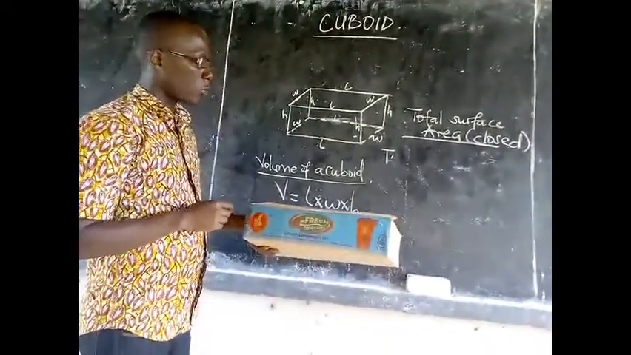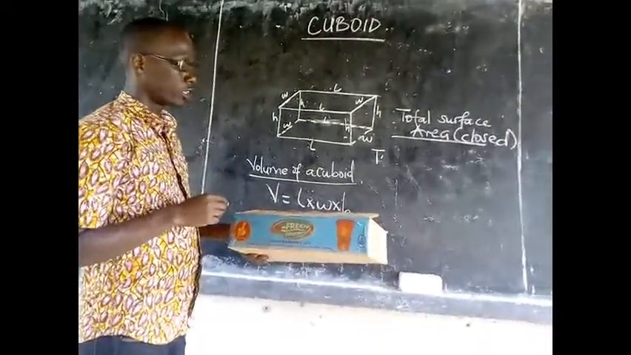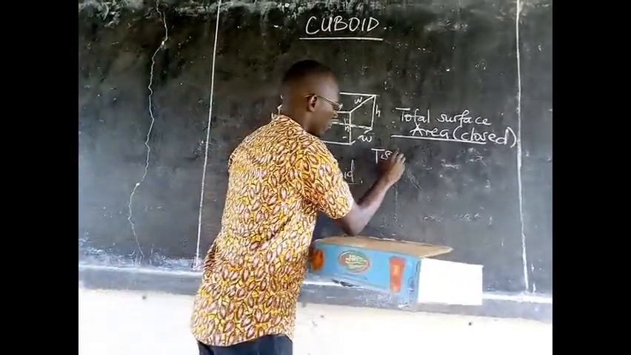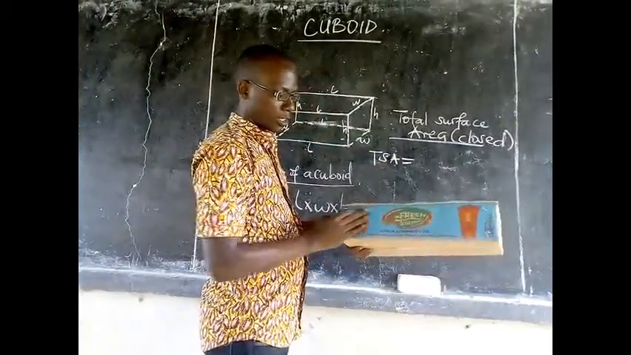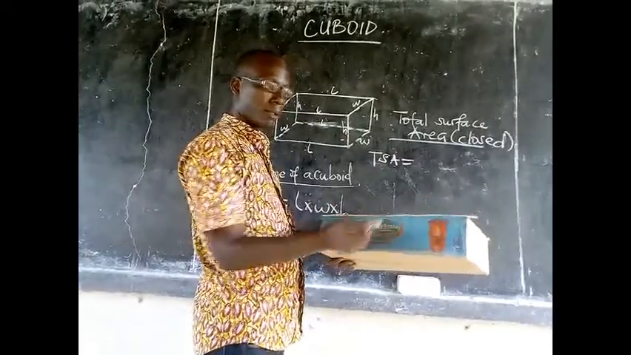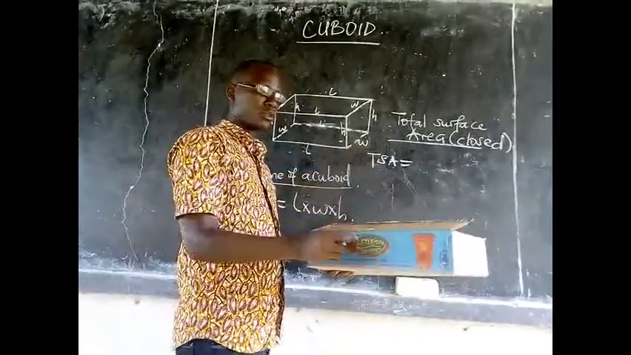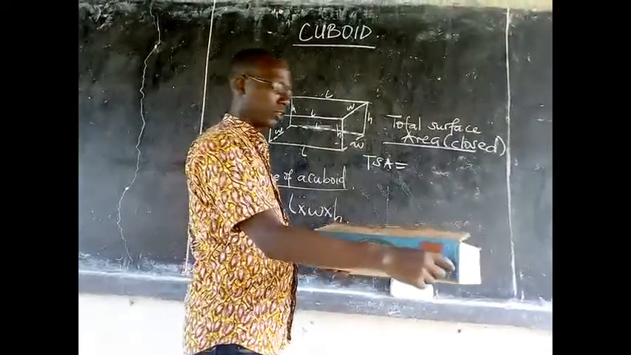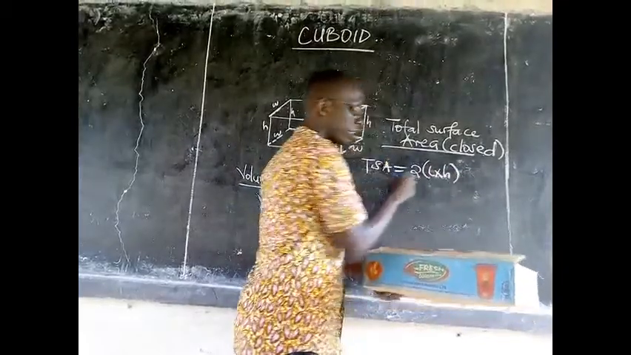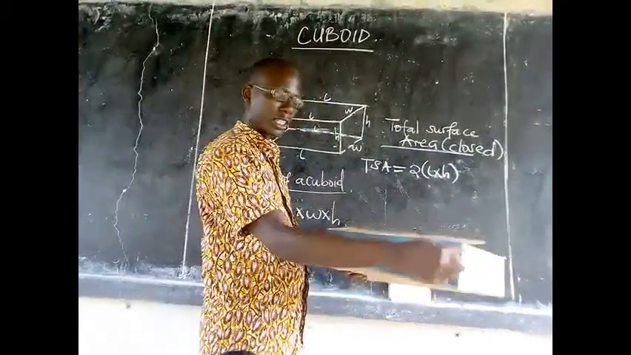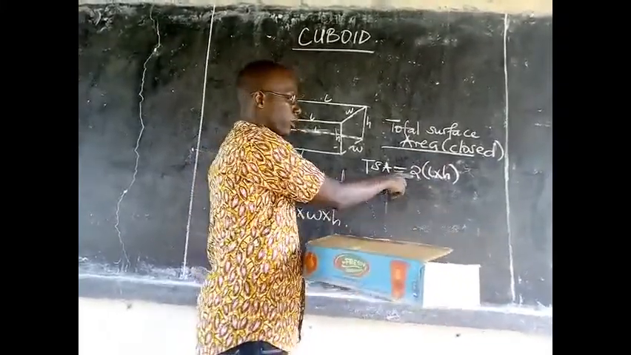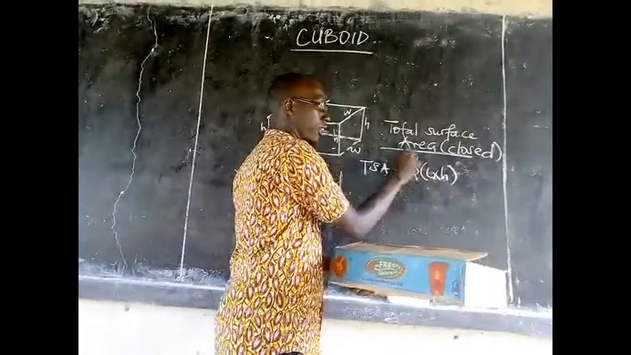Now we want to find the total surface area of a closed cuboid. Now, total surface area. The first area will be this one. Remember, this one has length, this one has the height. But this one is similar to this, meaning that it will be 2 times the length times the height. So this will be 2 into L times H. Remember, this is a rectangle, and the rectangle area will be length times height, but this one is the same as this. So that's why you're having 2 into L times H.